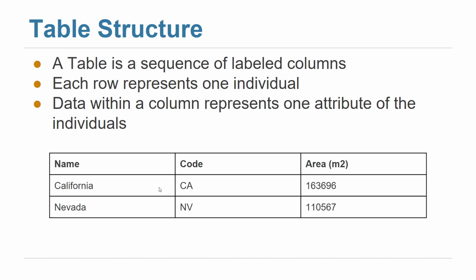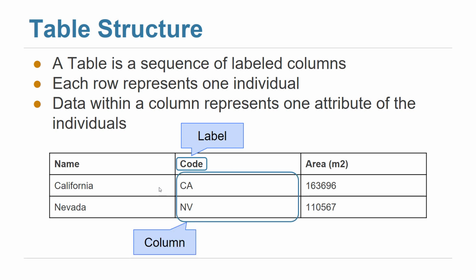And here's an example. We have three columns here. Each column has a label, so it's not just an index, it's a label. We have name, code, area in meter square here. The column represents one attribute of each individual. The attribute here is the code of, I think, the state. And as we will see later, all the values of the column have to be of the same type.